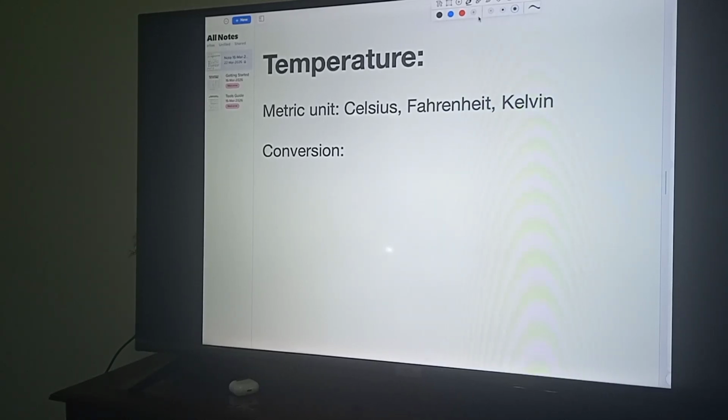So the next category is temperature. Temperature measures how hot or cold something is. Its units include Celsius, that is degree C, Fahrenheit, degree F, and Kelvin.